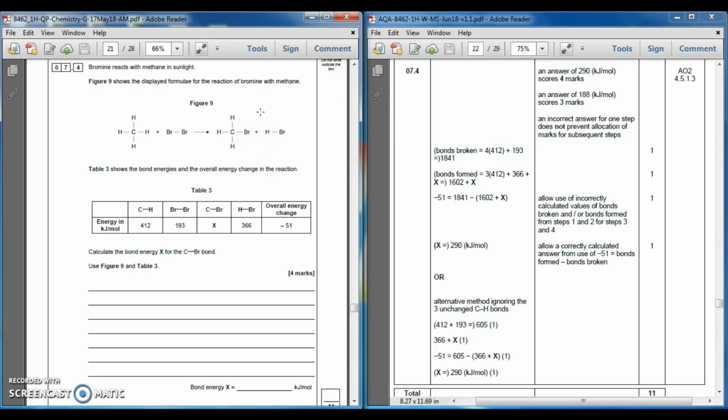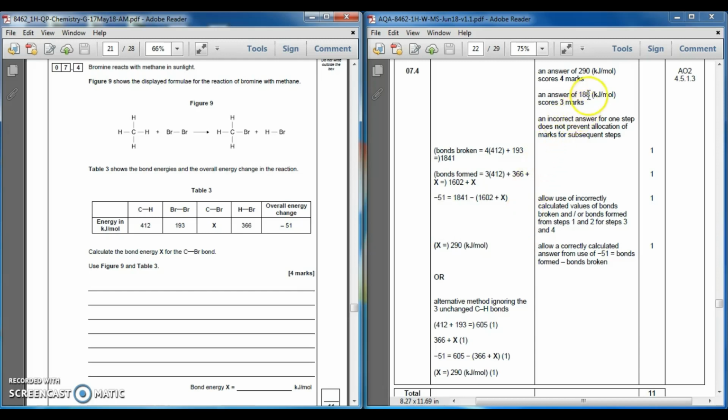The other key bit in the table that you really need to look at, the overall energy change is minus 51. So when you're doing your overall calculation and finding the difference between the two numbers, some people didn't take that number into account, so your number was off. Okay, that's why you were out by a small amount. So if you know that minus 51 is equal to 1841 minus everything on the right, the 1602 and the X, then you can simplify it down, and you'll work out that it's 290. And a lot of people got that it's 290.